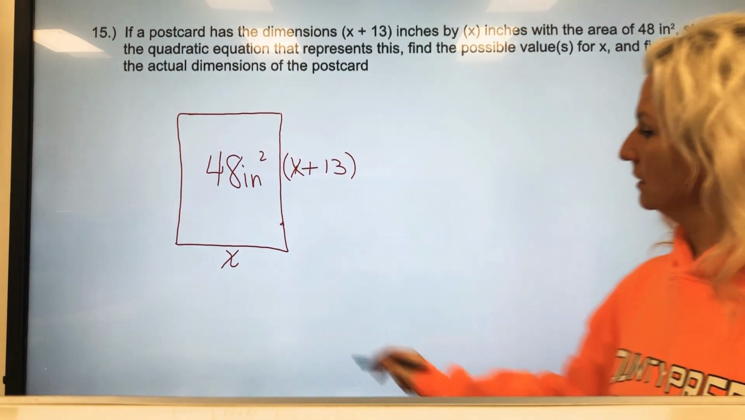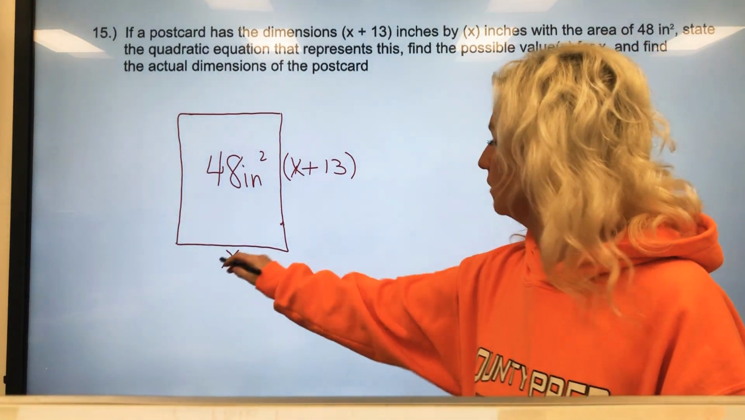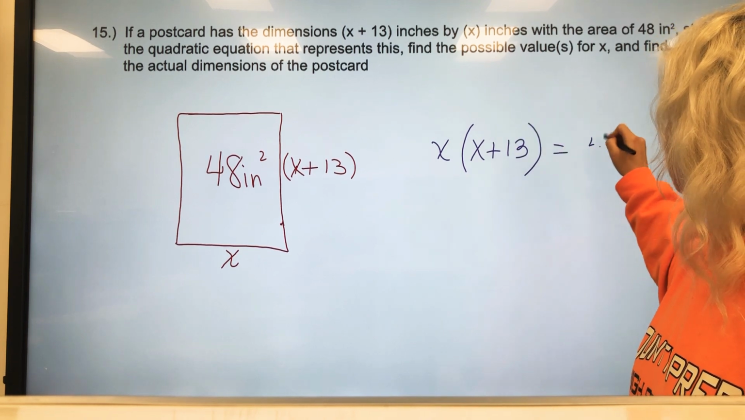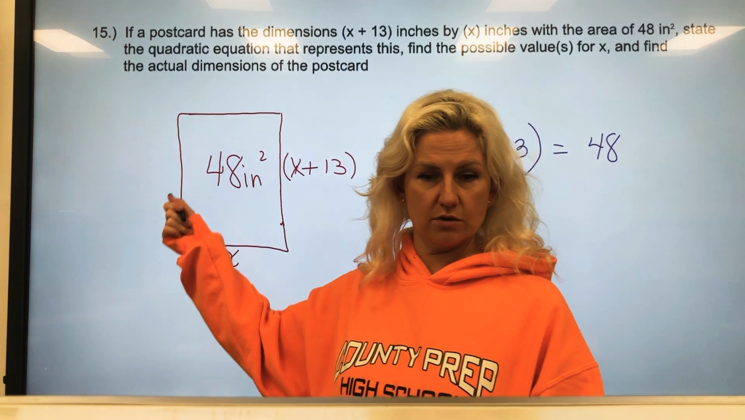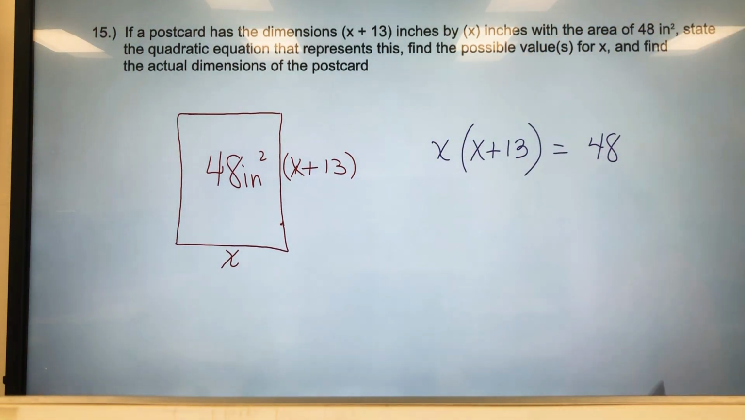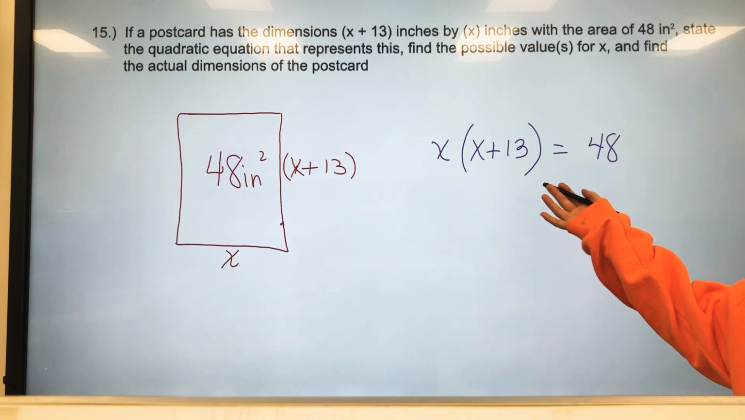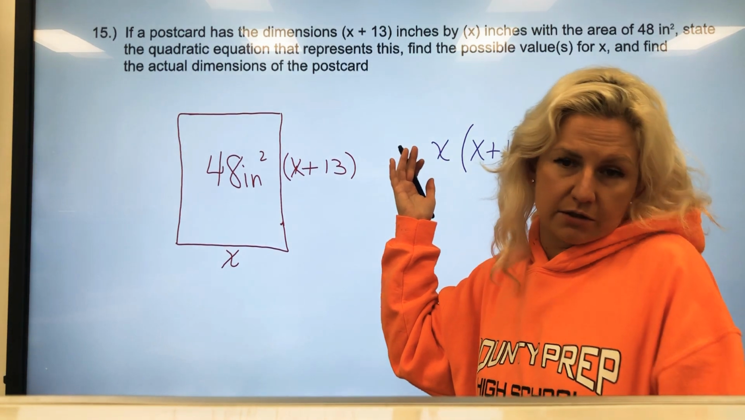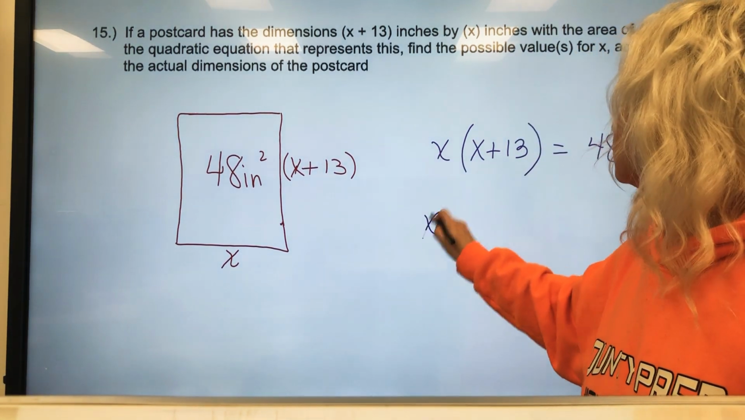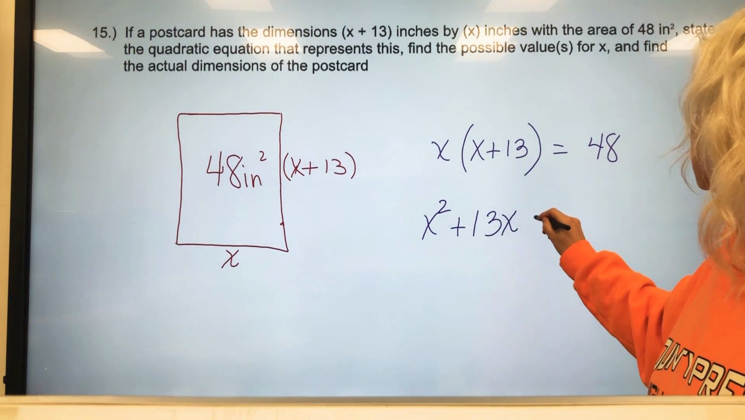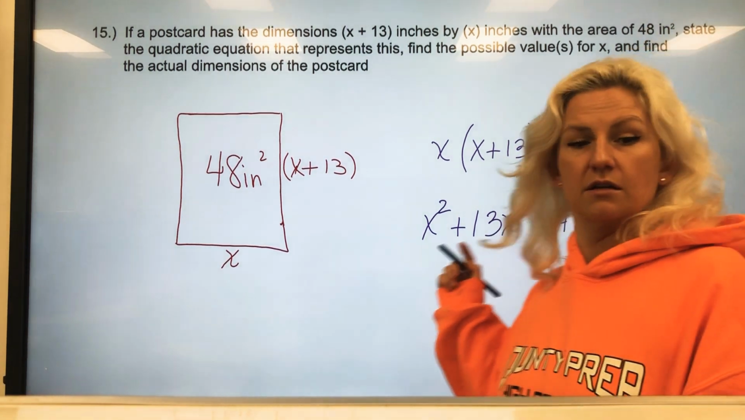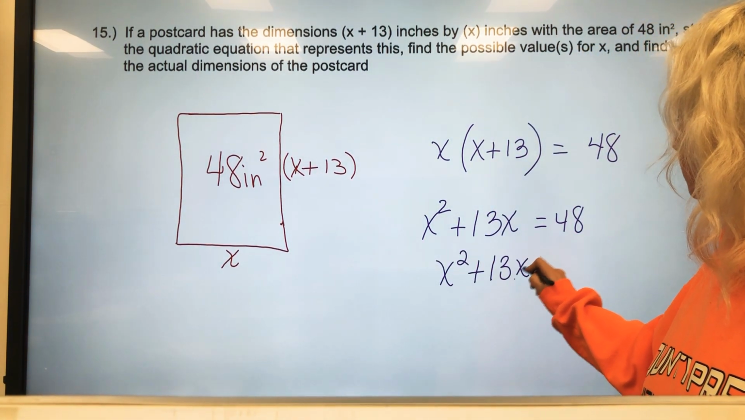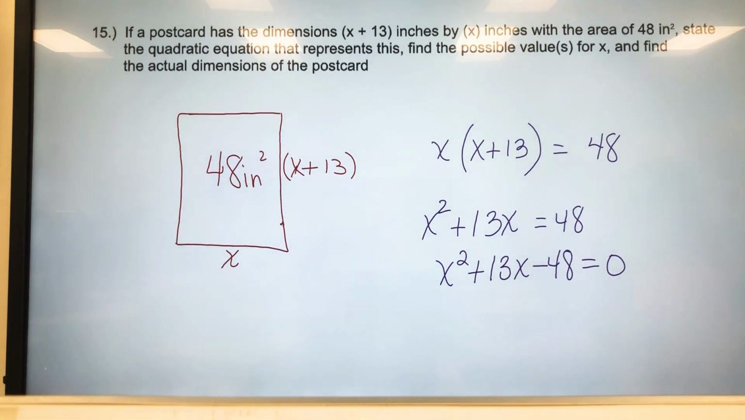Area is length times width, right? So that means that x times x plus 13 equals 48, right? Length times width equals your area. All right, so this is an equation that represents that. We want to write it as a quadratic equation. So let's multiply it out and put it into standard form and see what we can do, right? So that's x squared plus 13x equals 48, right? So I'm going to set it equal to 0, right? I'll put it in standard form. Minus 48 equals 0. All right?